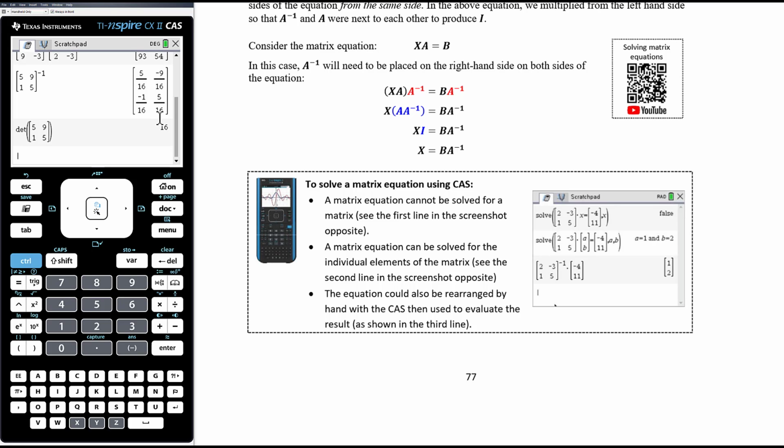Okay. Alternatively, and more efficiently actually, you do the rearranging yourself, the solving yourself, and work out that to solve for x, I need to do the inverse of that 2 by 2 matrix multiplied by 4, 11, or negative 4, 11, and then you just type that in and press enter. You don't actually get the CAS to do the solving. You do the solving manually, you just get the CAS to do the grunt work of the multiplication.